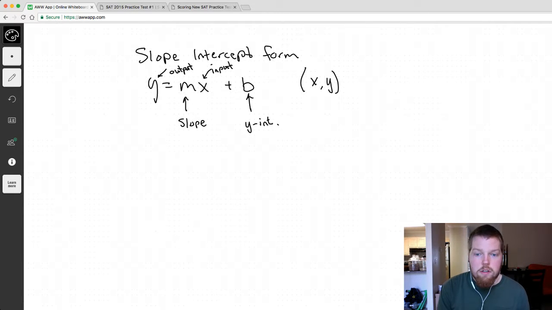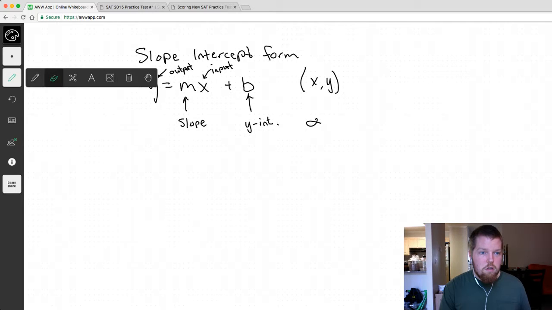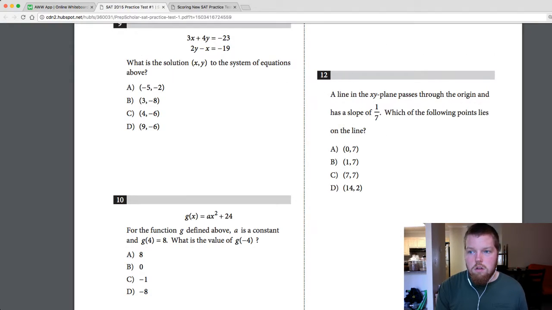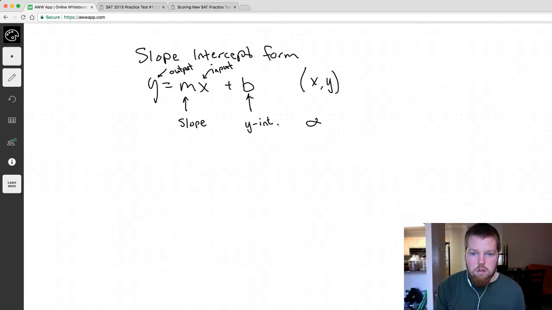So for this one, it says it passes through... the pen is not working. Sorry about this. Why does this keep stopping working? Okay, there we go.